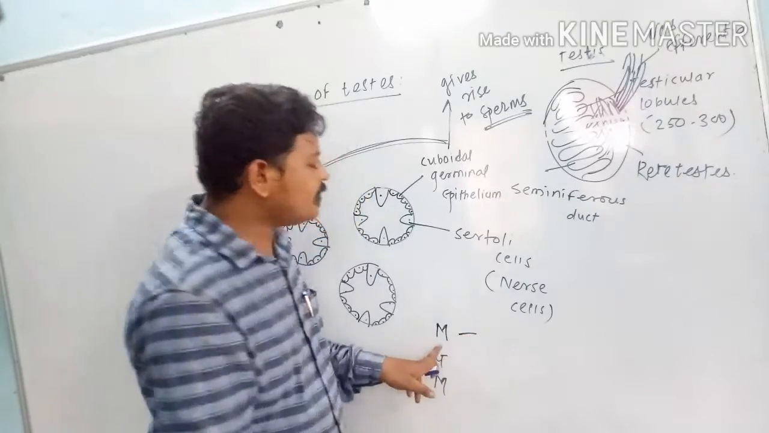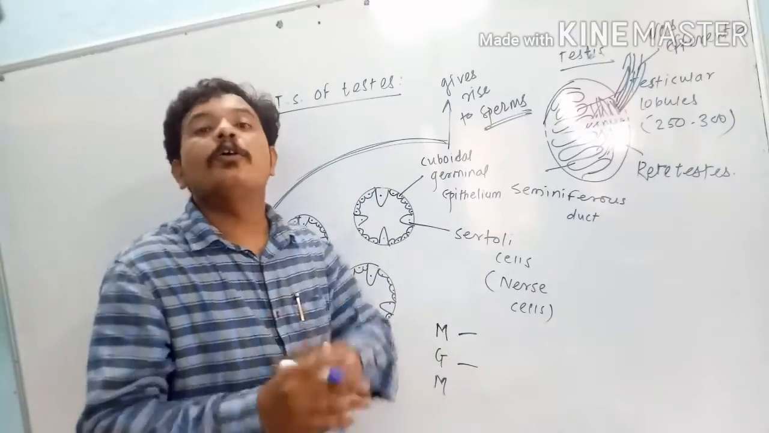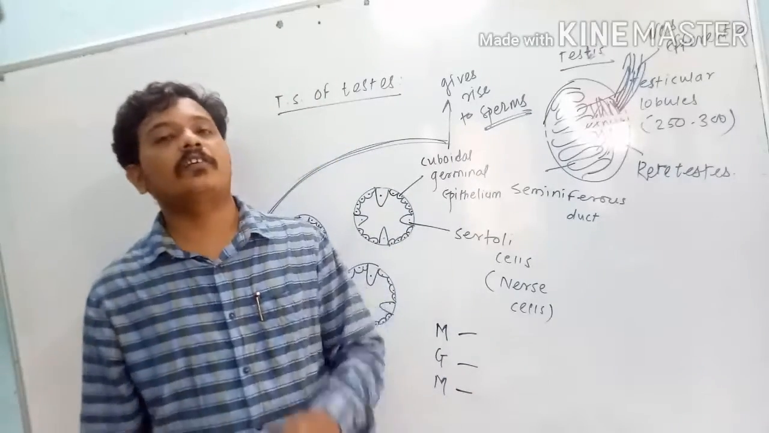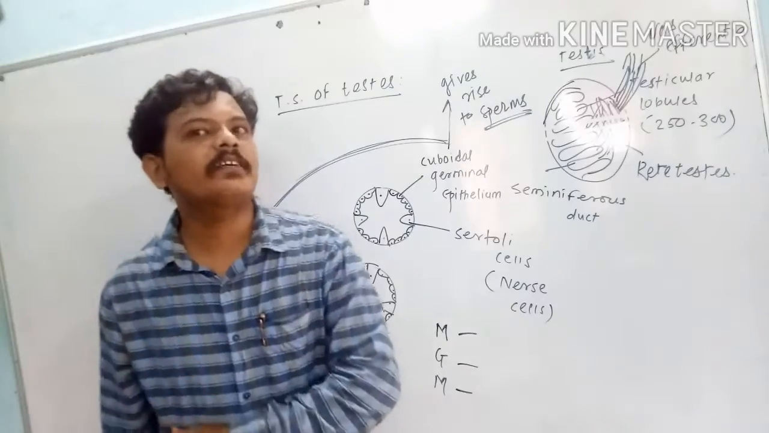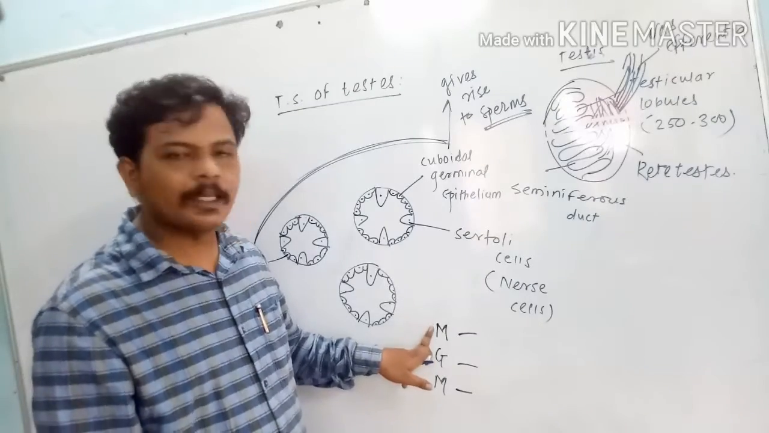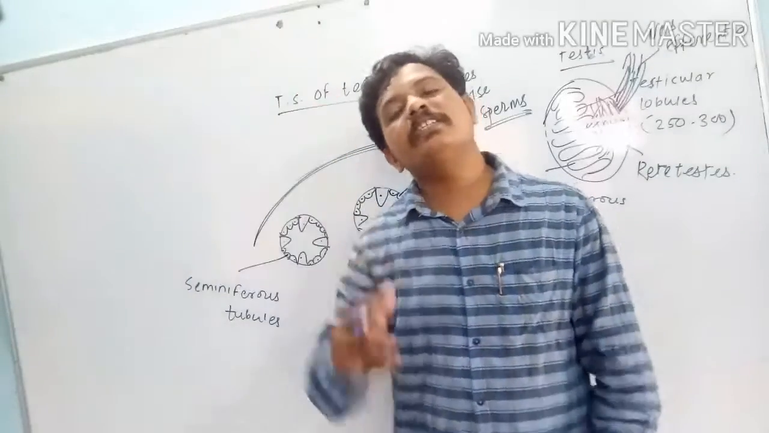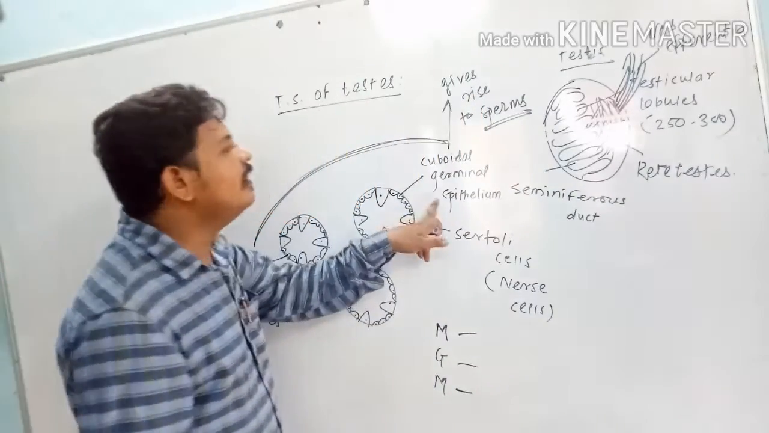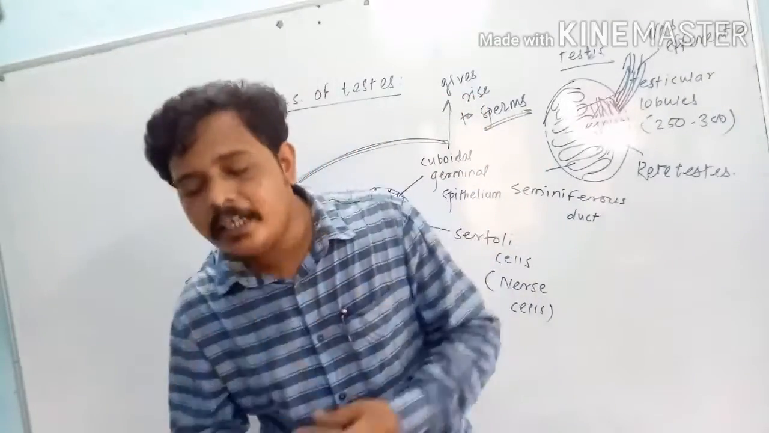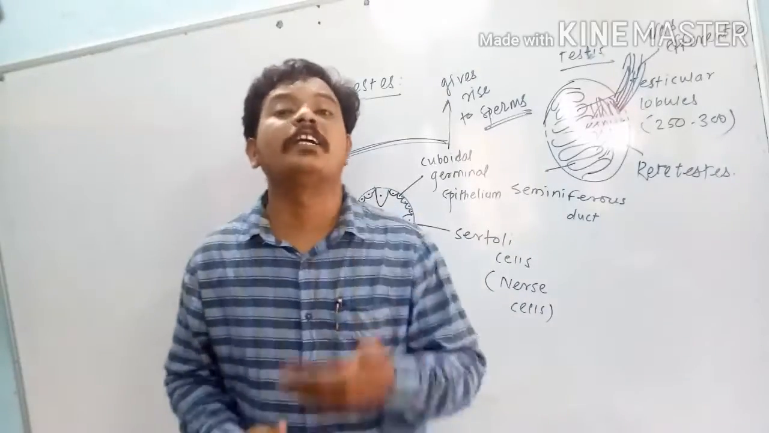So M stands for multiplication phase, G stands for growth phase, and this last M stands for maturation phase, also called meiotic phase. So multiplication phase, growth phase and maturation phase. ये तीन फेज में से स्पर्म प्रोड्यूस होते हैं। कौन सी सेल से? जर्माइनल एपिथेलियम से। First of all, this germinal epithelium cell undergoes multiplication, means these cells undergo mitosis.